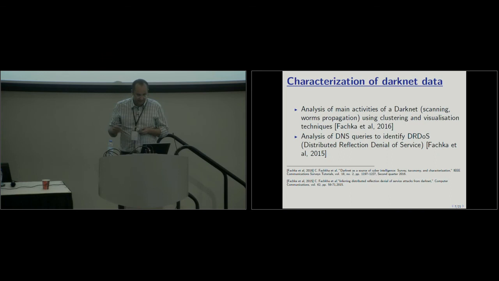More specifically, there is some work which is focusing on darknet data, not only telescopes. Basically, the work of Fachkha et al. in 2015 and 2016, where they analyzed the main activities of darknets: basically scanning, worm propagation, or DNS queries to identify DRDoS and other things. So all these works are about characterization.